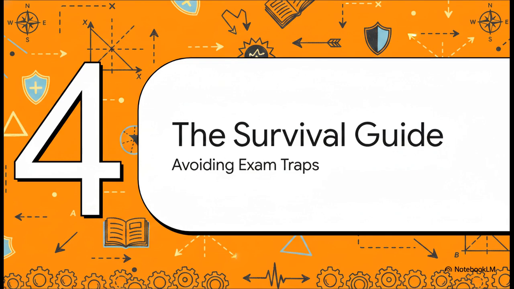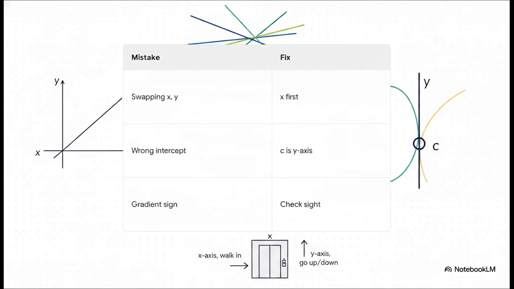Okay, let's jump into Section 4, the survival guide. High-pressure tests can be super stressful, so let's bulletproof your strategy against common traps. Here is a quick checklist of common exam mistakes to avoid. The biggest one, swapping x and y coordinates under pressure.